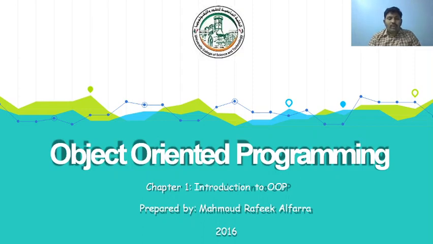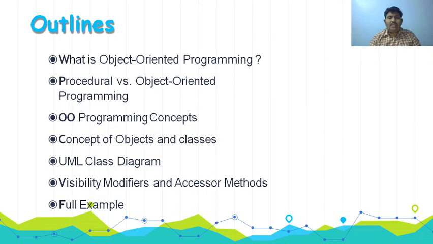Good morning. So today we're going to discuss object-oriented programming, a continuation of the previous class. In the previous class we discussed what object-oriented programming is, and we discussed procedural versus object-oriented programming. After that we discussed some object-oriented concepts like abstraction, encapsulation, polymorphism, and inheritance. Today we're going to discuss objects and classes, the UML class diagram, and after that some examples.